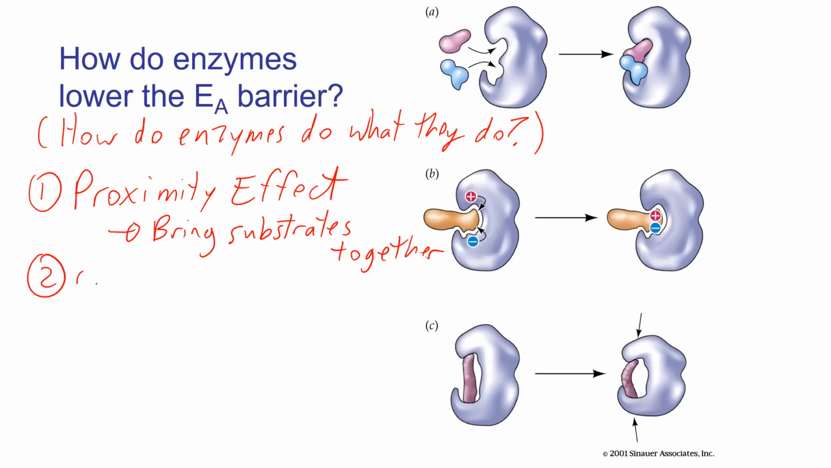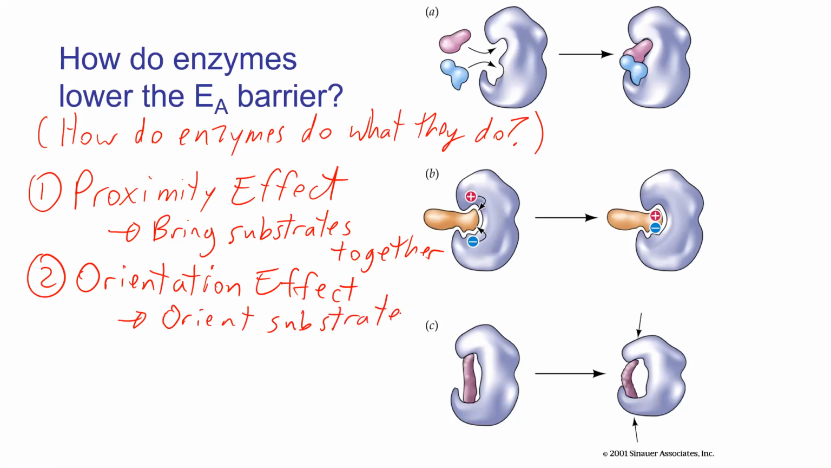So two is something called the orientation effect. So orientation effect means that if you bring things together, you can't just bring them together, you have to bring them together in the right orientation. So if you're going to attach two Lego pieces together, if you're going to attach a truck to its trailer, you have to bring it in the right direction, right? And so that's another important part of this. So we can say orient substrates so they react.